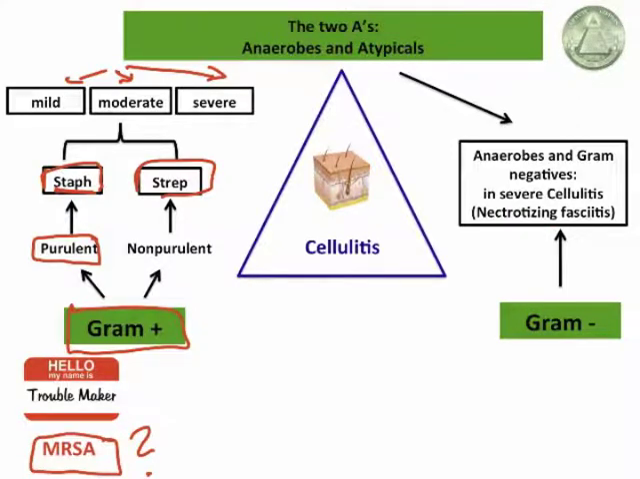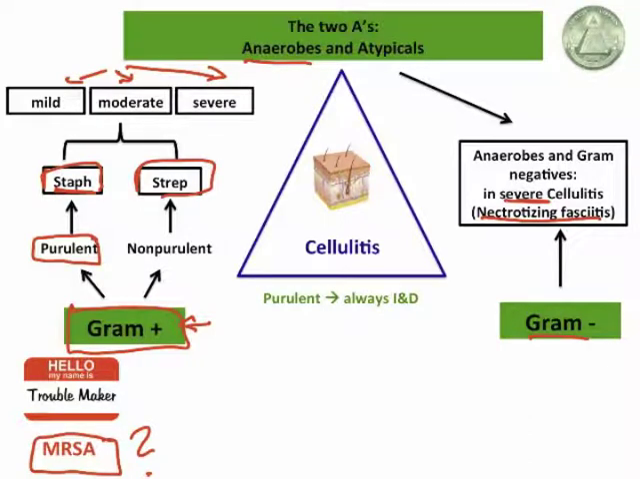Don't want to forget about your gram-negatives and your anaerobes completely. You can sometimes see them in very severe cellulitis, like necrotizing fasciitis. You can see anaerobes and gram-negatives, but most of the time it's gram-positives. So how to pick your regimen for cellulitis? Here's how I do it.